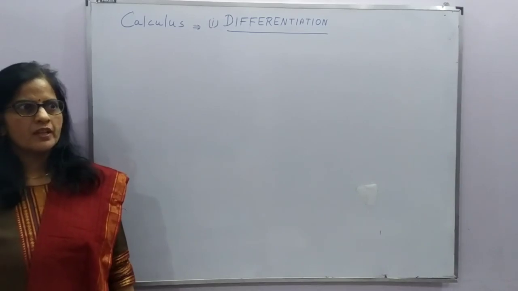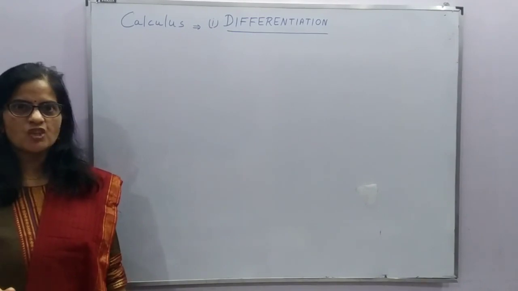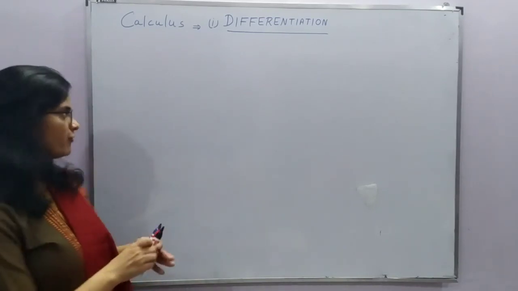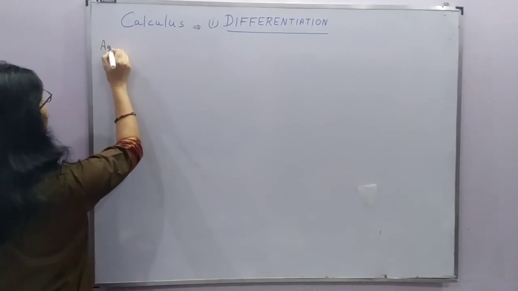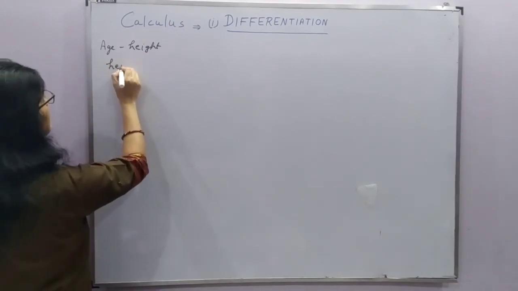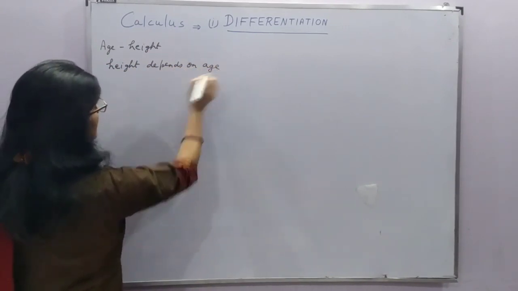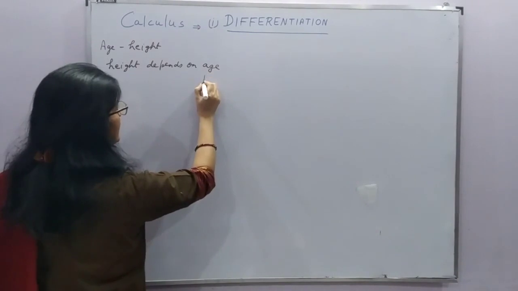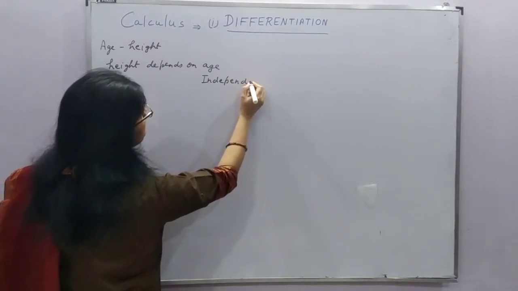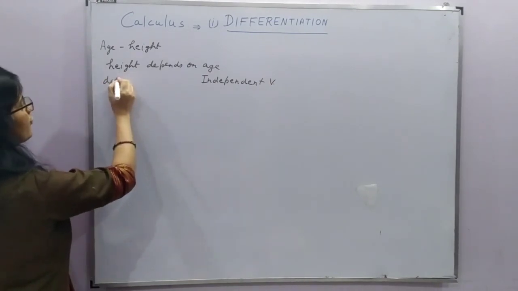You have studied about the coordinate system, XY coordinate system. You have studied about dependent variable and independent variable, right? So we can take an example of the age and the height. As the age increases, the height increases. So if we take the example of age and height, height depends on age, we can say. So we can say that age is an independent variable, right? And height is dependent variable, obviously.